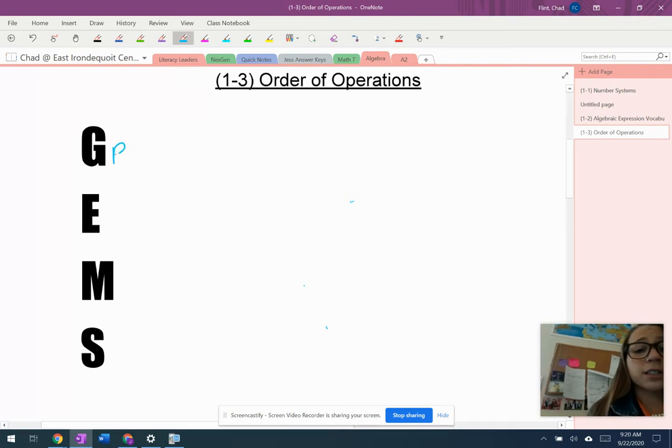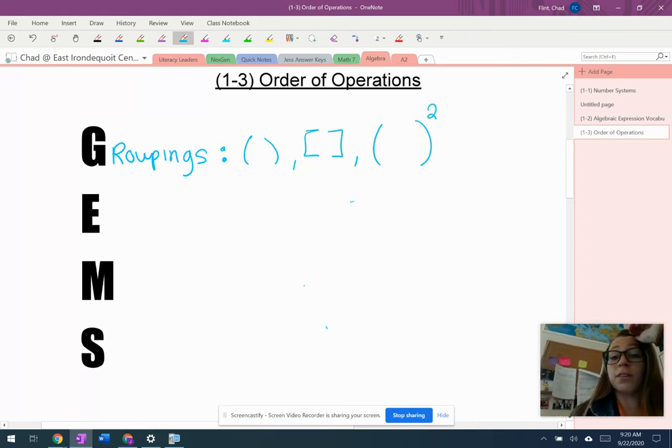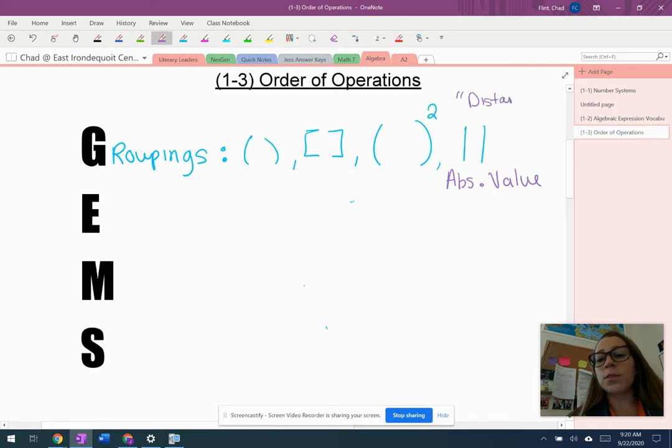That G still stands for groupings. And keep in mind that groupings can include things like parentheses, brackets, exponents that have parentheses being grouped together like that. That's considered a grouping. And also those fancy absolute value bars. Just remembering you there. Keep in mind you might be remembering that absolute value is a distance from zero, meaning that since it's a distance, it will never be negative.